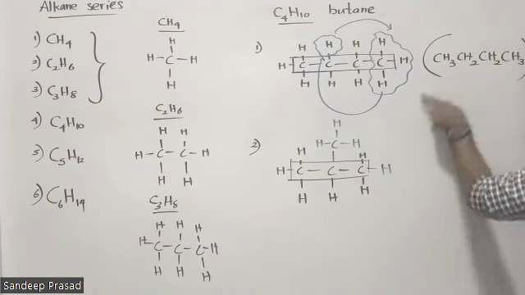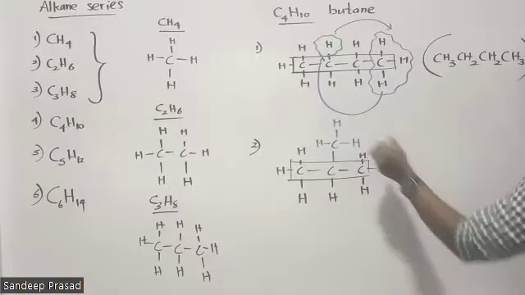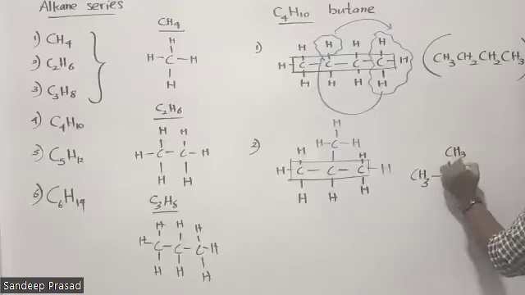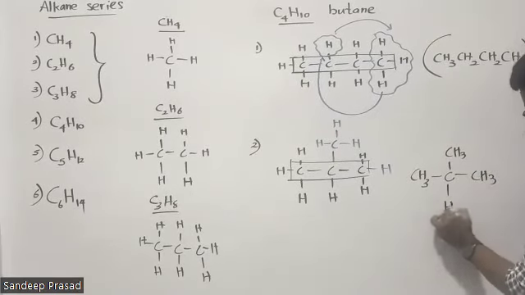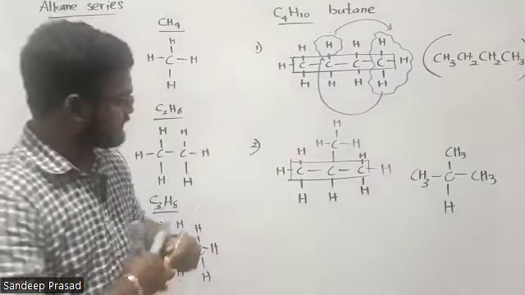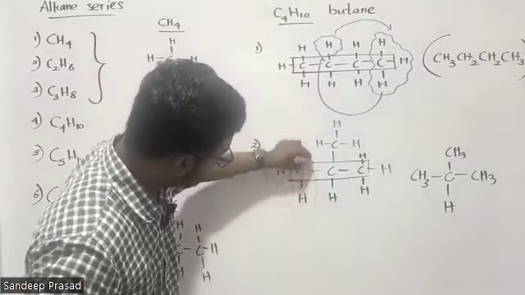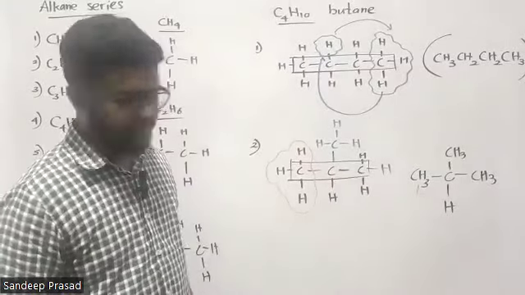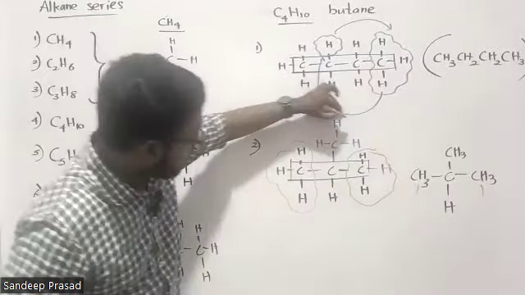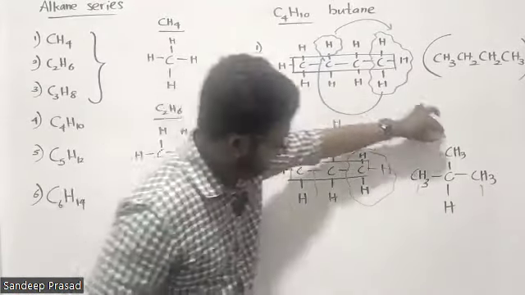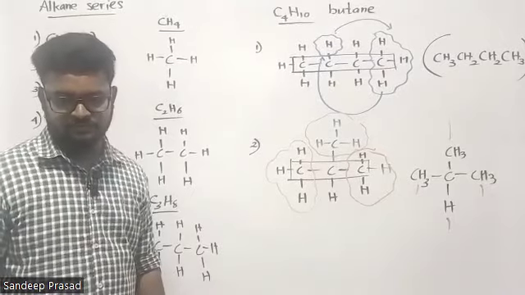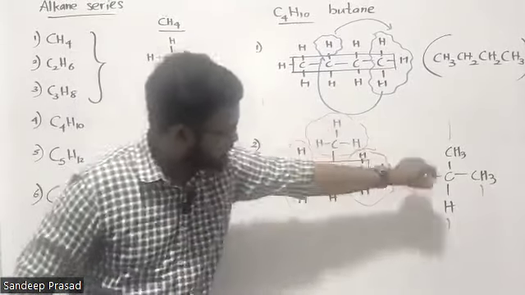I'm going to draw the short form of the structure, then you will understand more. CH3, C, CH3, CH3, H. Now can you understand what I have done? CH3, this one. CH3, this one. Upper CH3, this one. And the hydrogen. Can you understand? Then this is the central carbon atom.